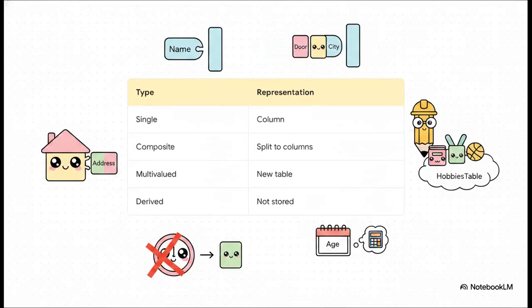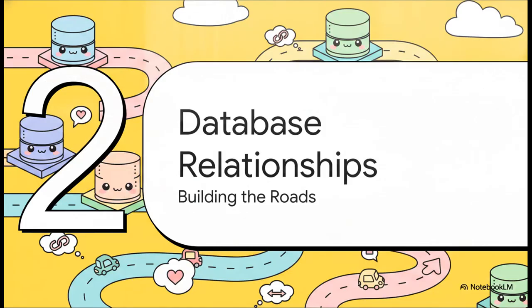To tame all that chaos, our architect relies on these rules. Single-valued attributes, boom, they just become a direct column. Easy. But composite attributes, like an address, those have to be split apart into individual columns for door, street, and city. Multi-valued attributes, like a student having multiple hobbies, actually get moved into an entirely new table to keep things clean. And my absolute favorite is derived data, like age. Actually, scratch that. We don't even store age. It changes every year, so we just store the date of birth and let the system calculate the age on the fly. It's brilliant.